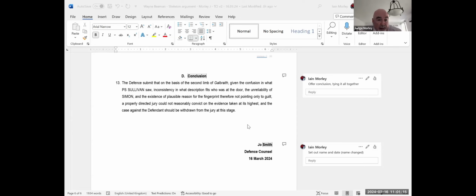It runs to about 4 pages. It identifies all the relevant material, and it weaves it together, laying out what the facts are, with commentary on why the facts don't then meet the standard which has been articulated in the second limb of Galbraith. And it all is tied up in a nice little bow at paragraph D, the conclusion.